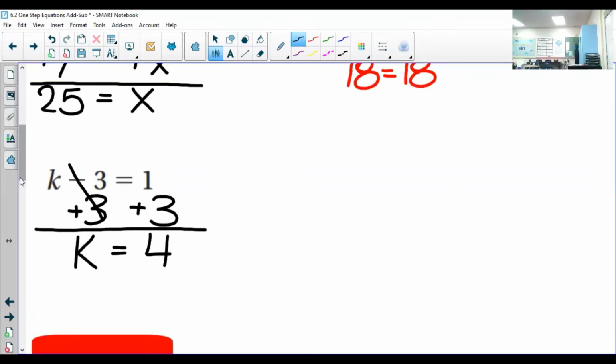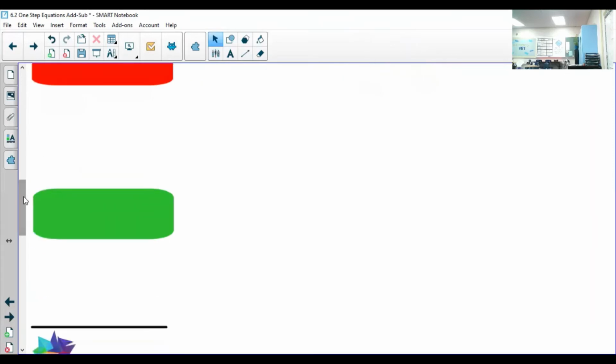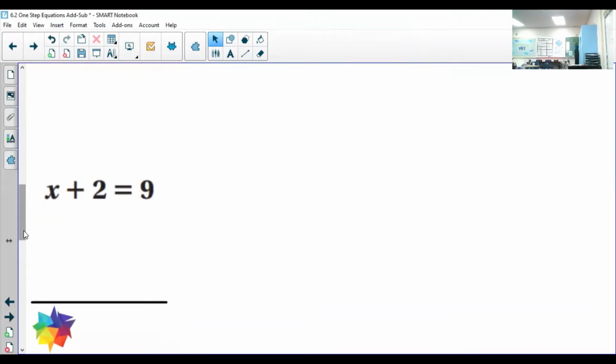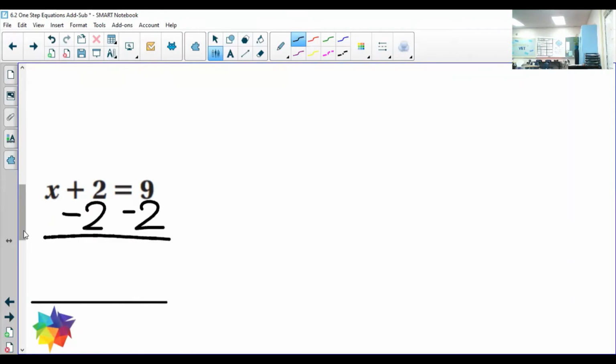Hopefully you're kind of getting the hang of this. Let's try one like this. X plus 2 equals 9. Okay, now this one's a little bit different because you see how I have a plus sign here? I need to do the inverse of add. What's the inverse of add? This time we're going to subtract. So I need to subtract 2 from both sides.